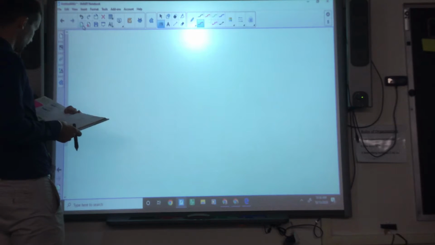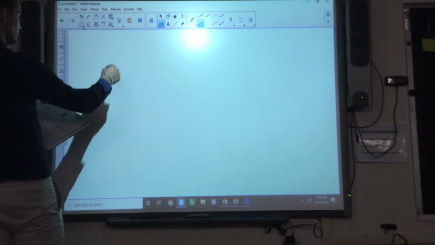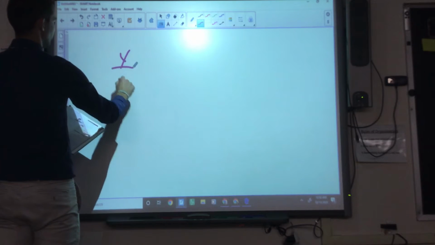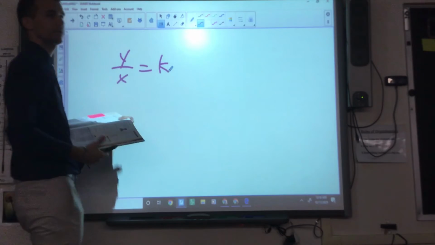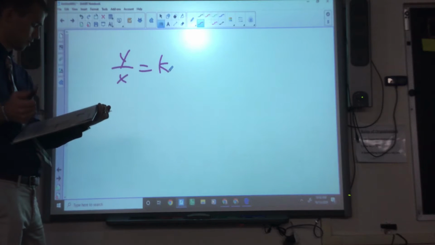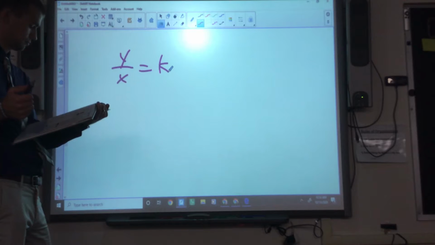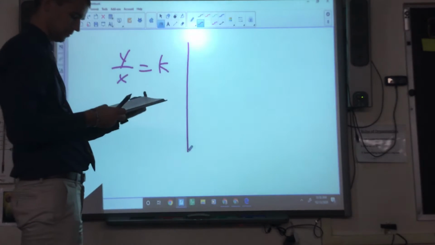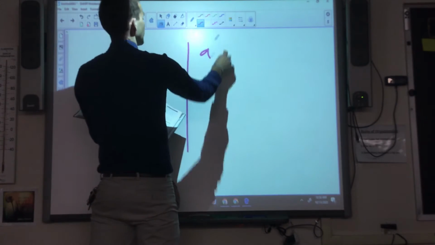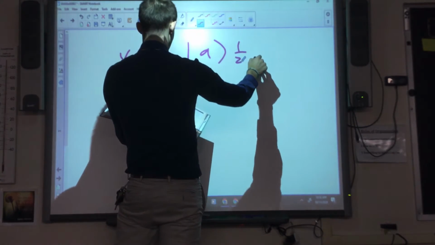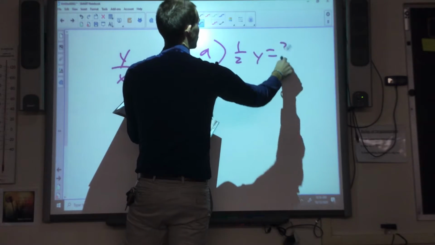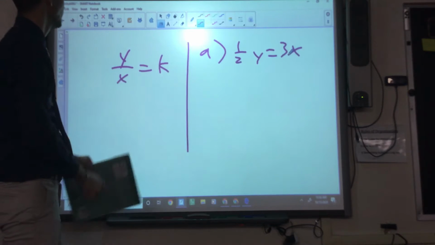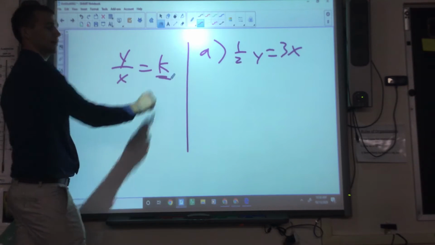So identify direct proportion from an equation. If they have y over x, that gives you your k value. We talked about that yesterday. We'll jump right into page 253 on the top. So A, it tells you 1/2 y equals 3x. So basically what you're trying to do here is get the k value.